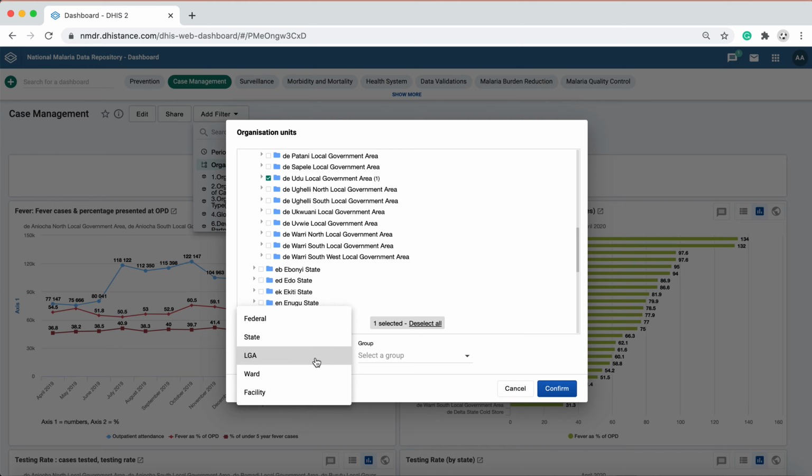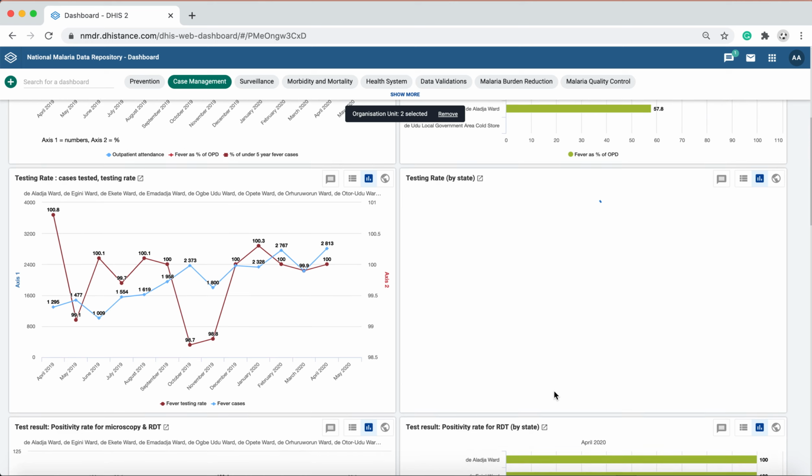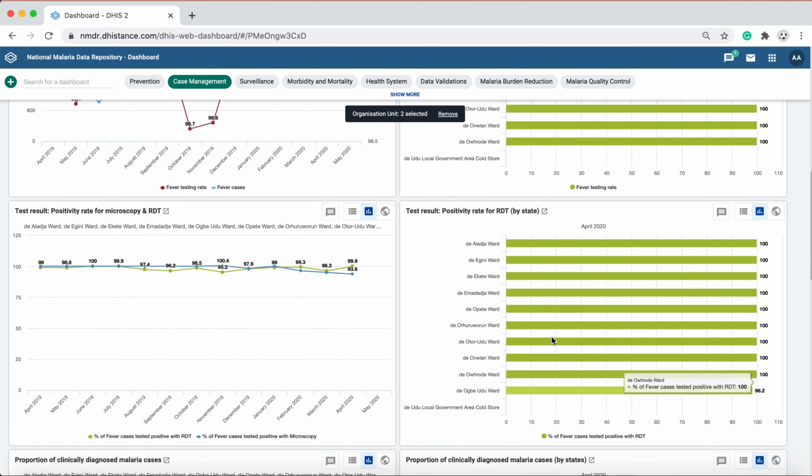But at this moment, you want data for ward. So you deselect the LGA as well, then select the ward. You now click confirm, and all the information on this page will also get updated to Udu LGA. So we are now interested to see data for the wards. In each of these wards presented in Udu, you will see that almost 7 or 8 of the wards have 100%, meaning all patients tested who were suspected to have malaria are confirmed to have malaria.